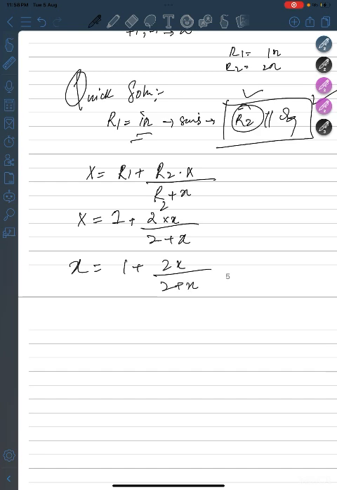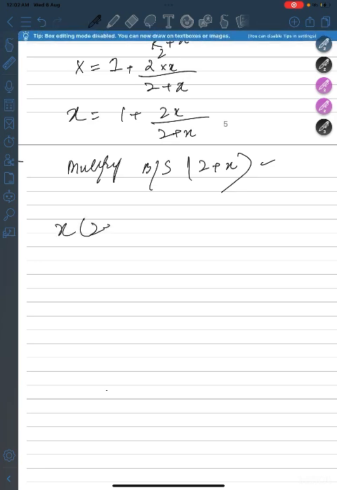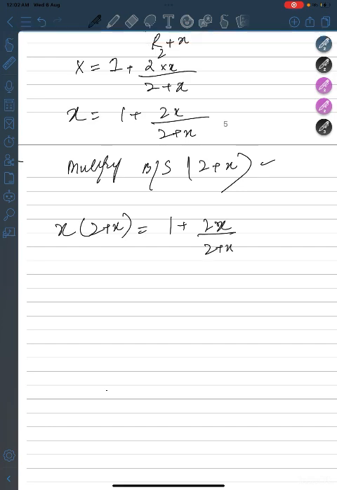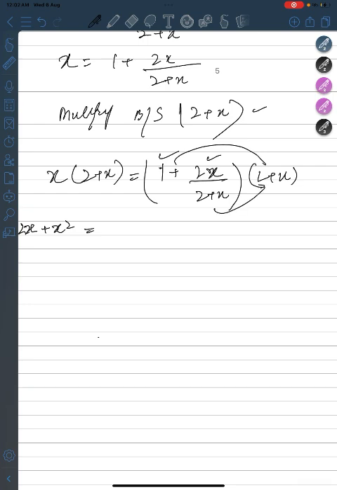Now the next step, we will multiply both sides by 2 plus X. It will be X into 2 plus X, which will be equal to 1 plus 2X divided by 2 plus X, into 2 plus X. So this 2X is multiplied with both this quantity and this quantity. It will be 2X plus X square, which will be equal to, पहले इसको इसके साथ देंगे multiply, then we will do this, then it will be equal to 2 plus X plus twice X.